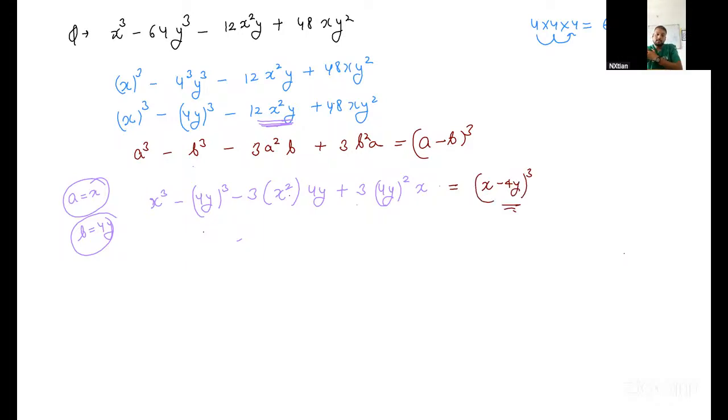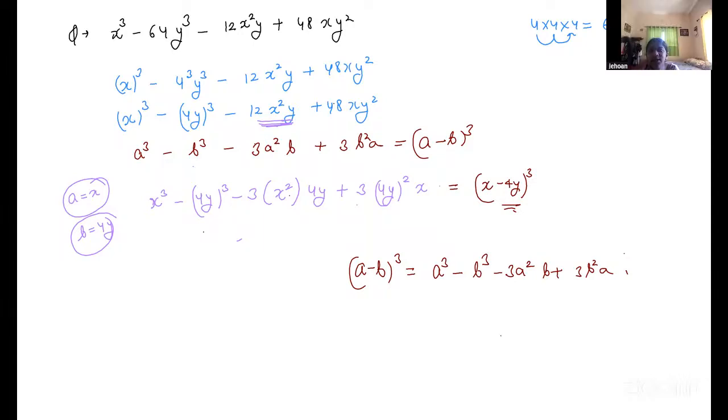Did you understand, Ira? Abigail, Edric, Opinion? Do you have any doubts? No doubt, sir. See, you should know the identity, which is A minus B whole cube, which is A cube minus B cube minus 3A square B plus 3B square A. This is the identity. You should remember. Then only you will. Guys, did you understand?